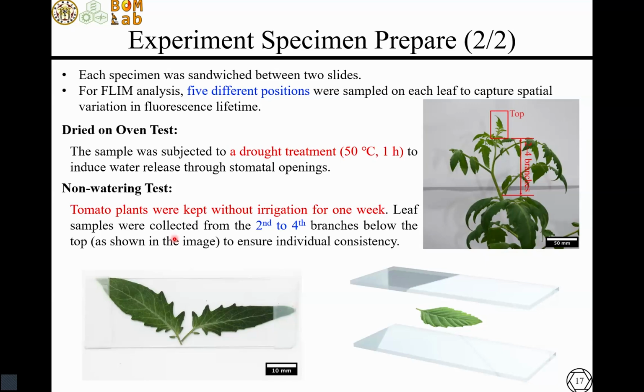One is you put the leaf in the oven at 50 degrees for 1 hour to simulate the extreme drought test. The other is the no-watering test. So the tomato plants will be kept without irrigation for 1 week. Every day we choose one leaf from 2 to 4 branches to do the experiment.